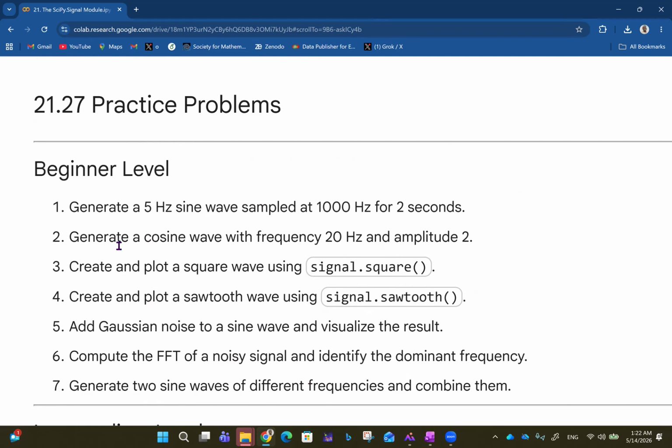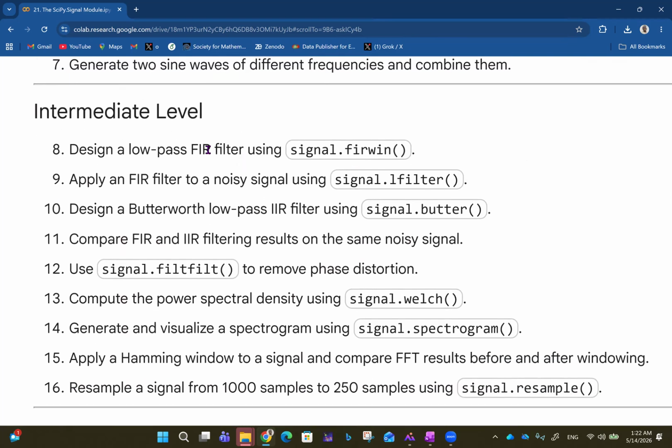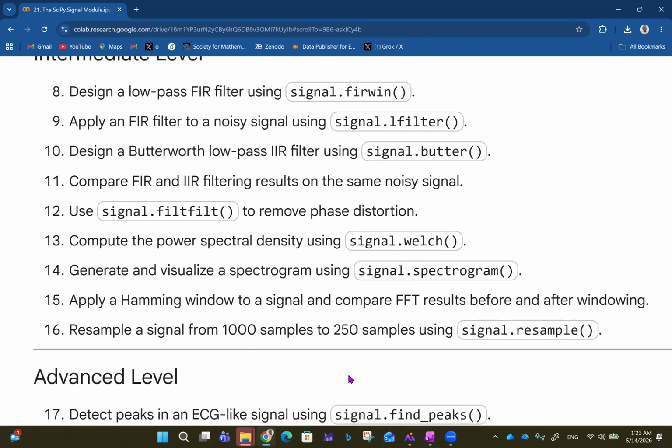So you have questions 1 to 7. It generates a 5 hertz sine wave sampled at 1000 hertz for 2 seconds. Generates a cosine wave. You have all of that going. The last question here is generate two sine waves of different frequencies and combine them. So there's an example of that also there. So intermediate level, you can design a low pass FIR filter using signal.firwin. Then resample a signal from 1000 samples to 250 samples using signal.resample. So we saw how a 1000 sample signal was resampled into a 500 sample signal.